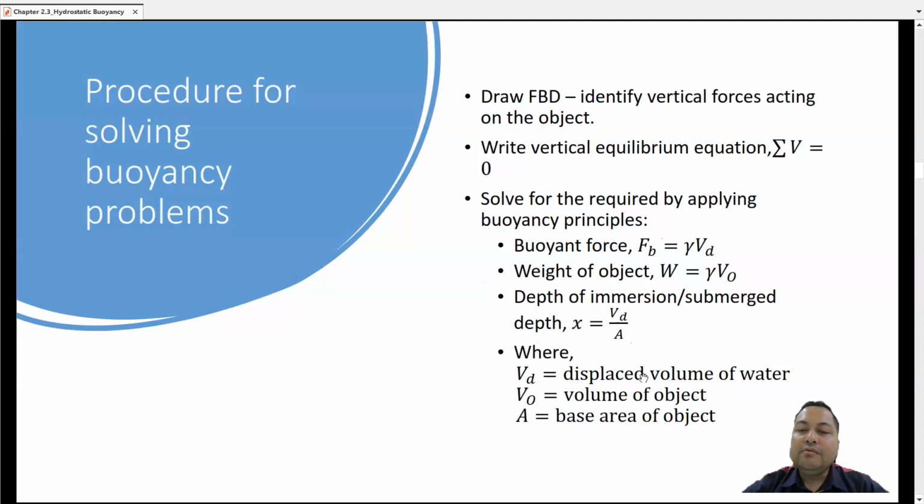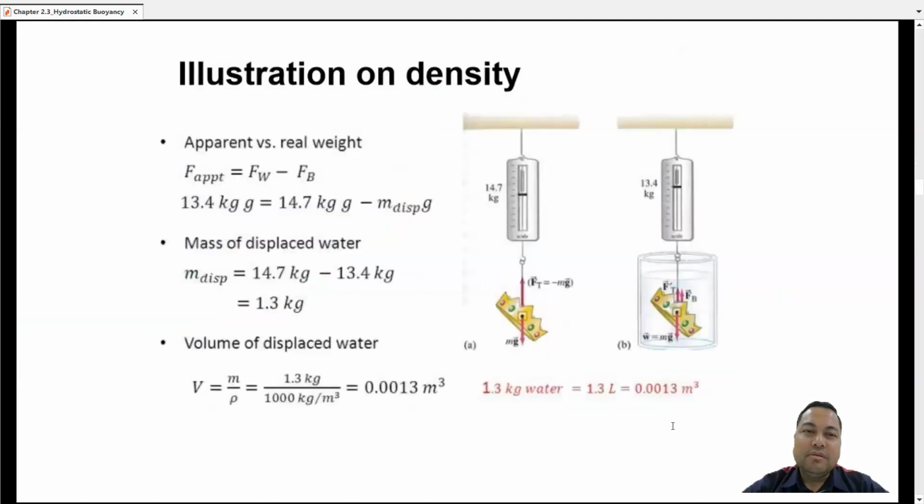Vd is the displaced volume of water. V object is the volume of object. A is the base area of object. So these are the illustrations of buoyancy.